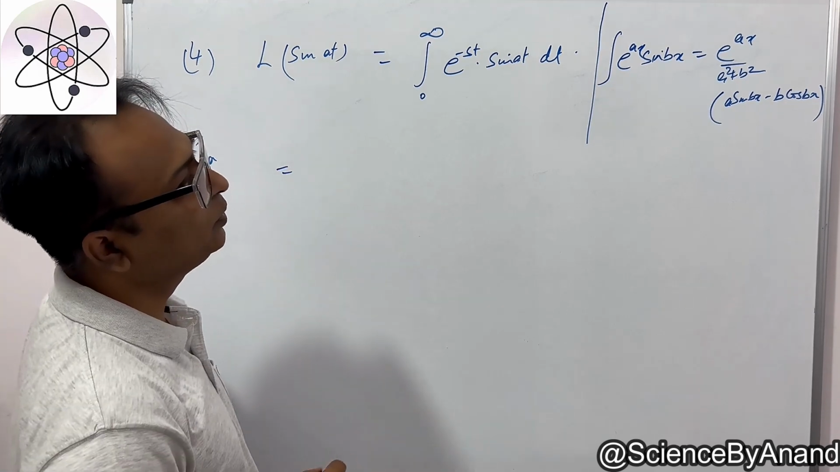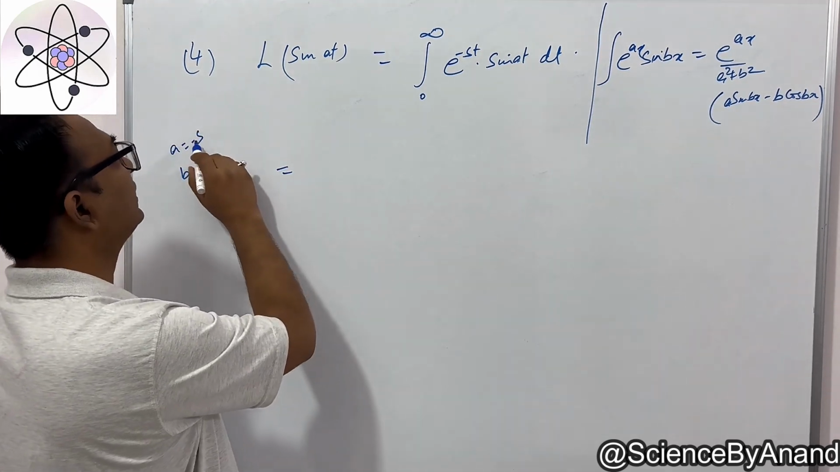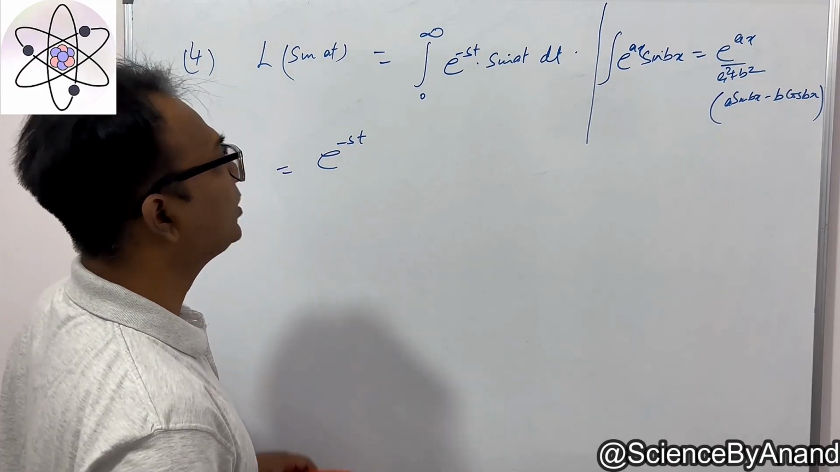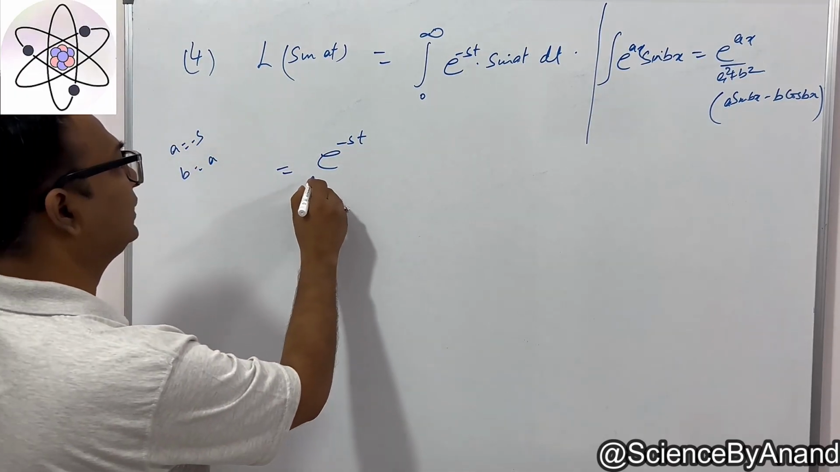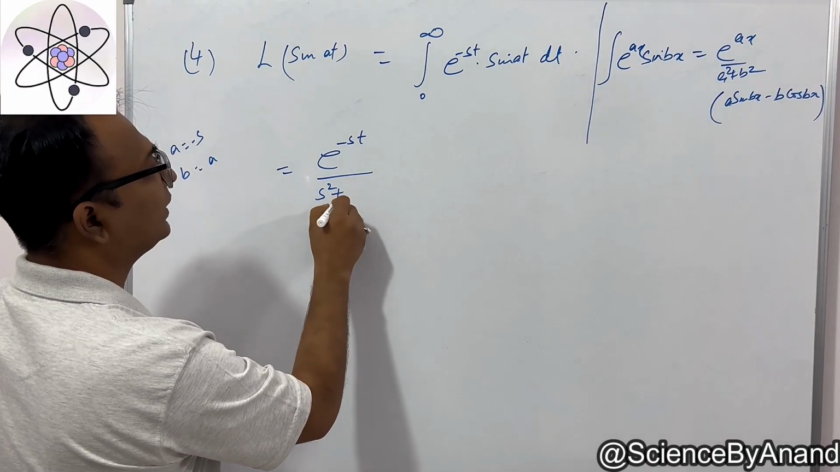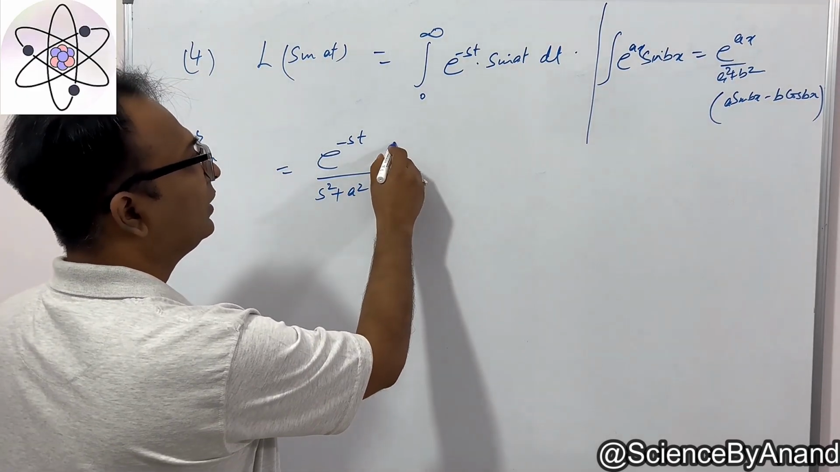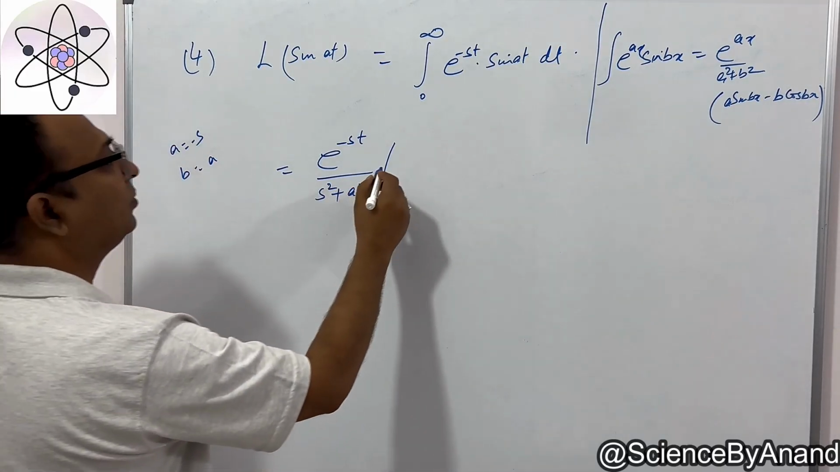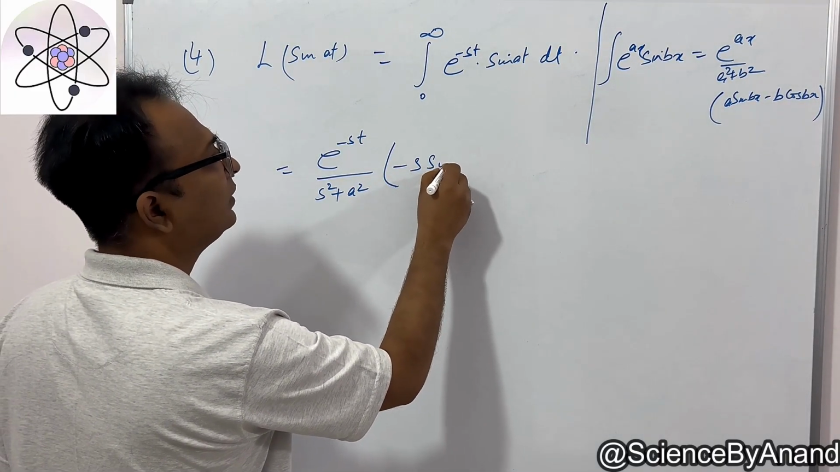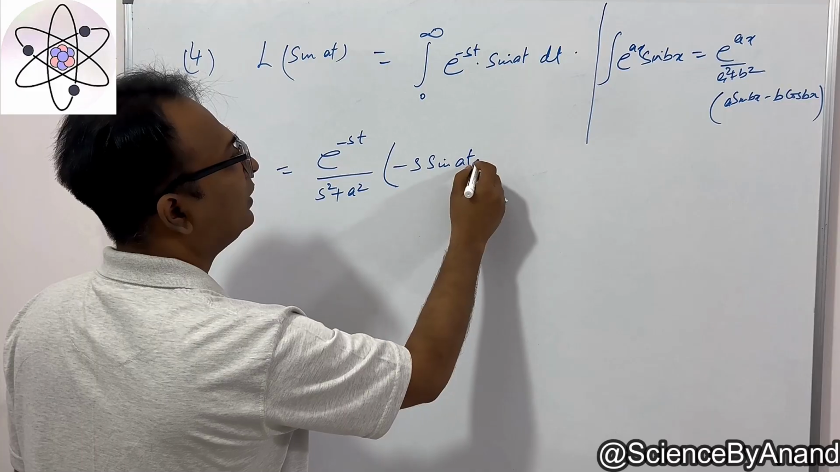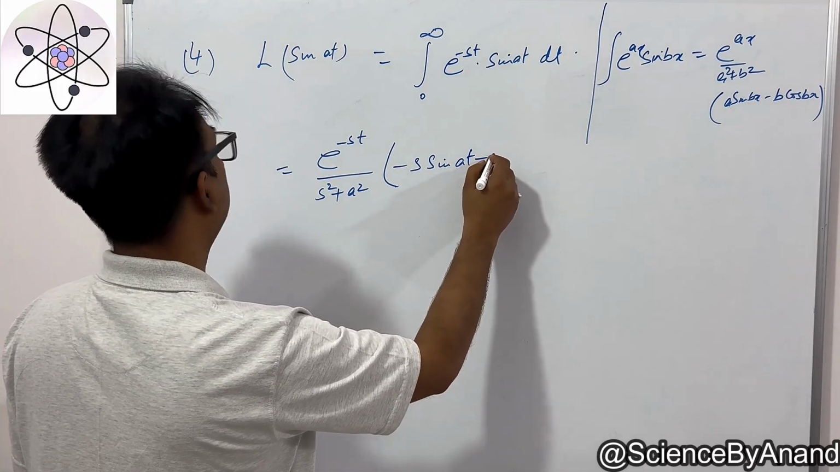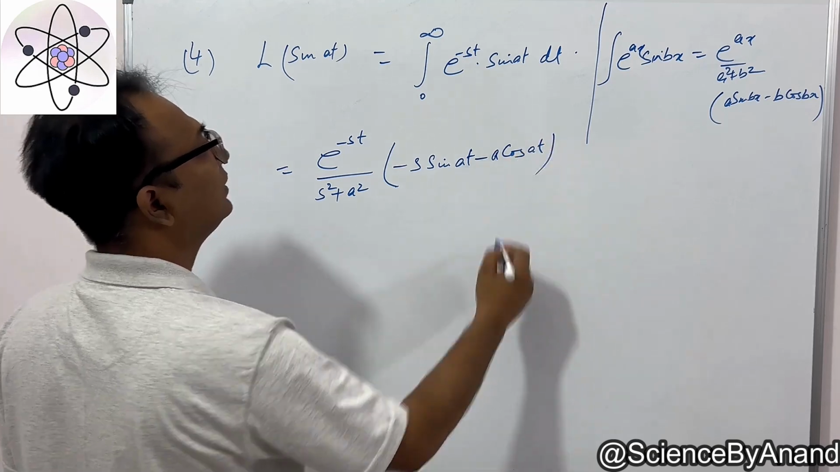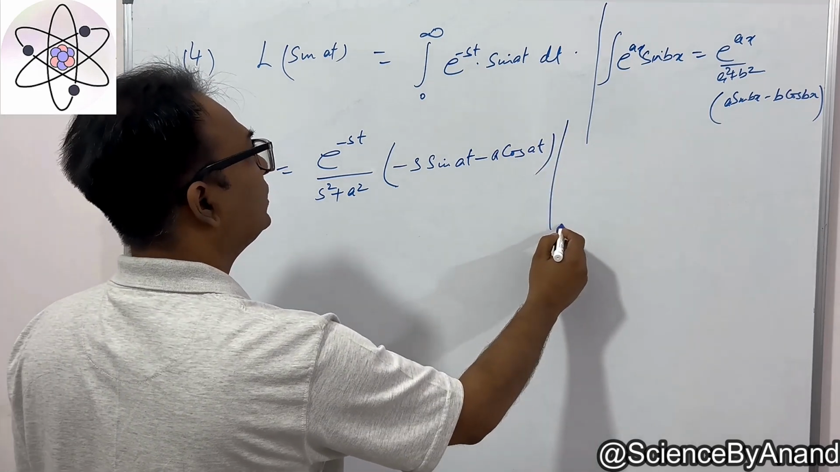This will be equal to e to the power ax, that is this thing, e to the power minus st by a square plus b square. This square plus this square, that is s square plus a square. Then we have a sin bx. A is this, so minus s sin at minus b. B is a. So a cos at. The limit is 0 to infinity.